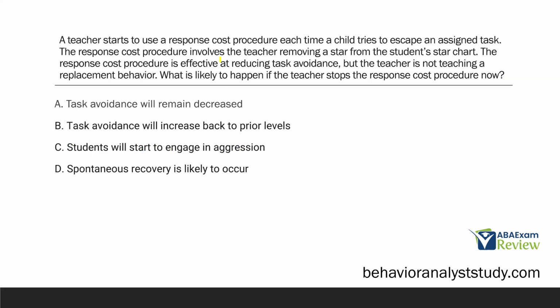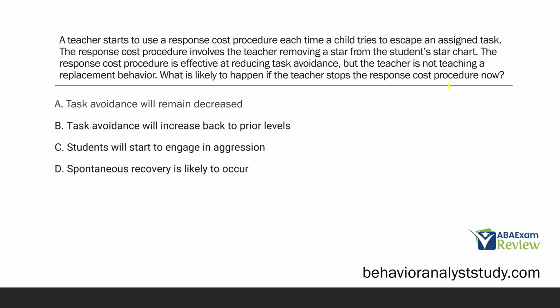A teacher starts to use a response cost procedure each time a child tries to escape an assigned task. The response cost procedure involves the teacher removing a star from the student's star chart. The response cost procedure is effective at reducing task avoidance, but the teacher is not teaching a replacement behavior. What is likely to happen if the teacher stops the response cost procedure now?